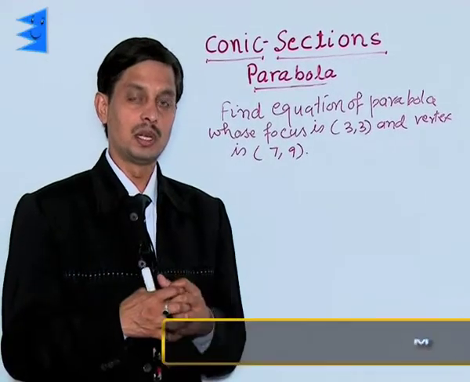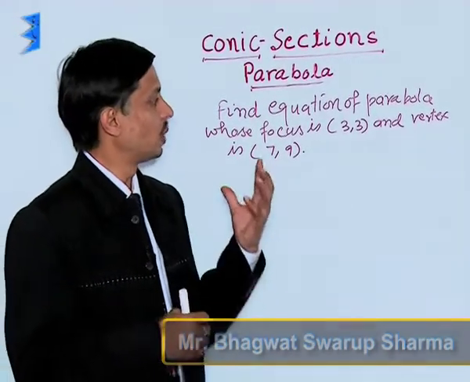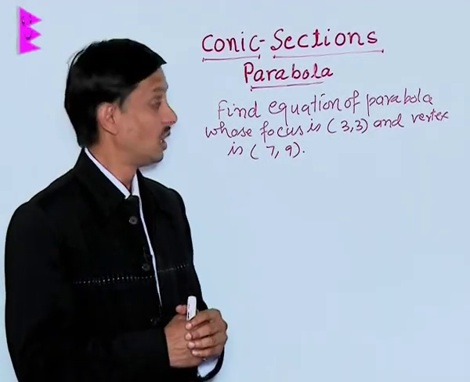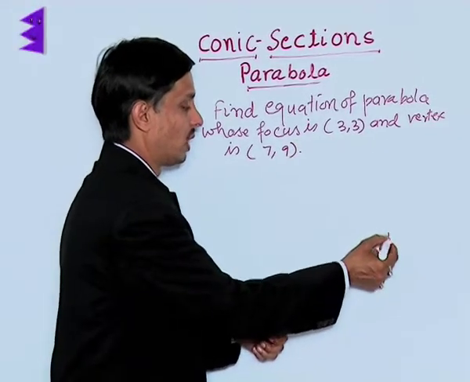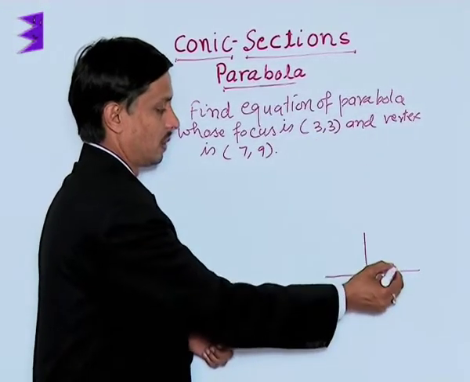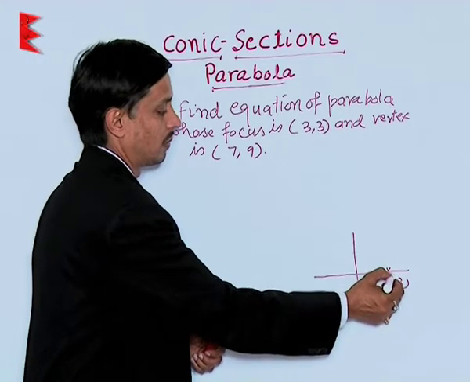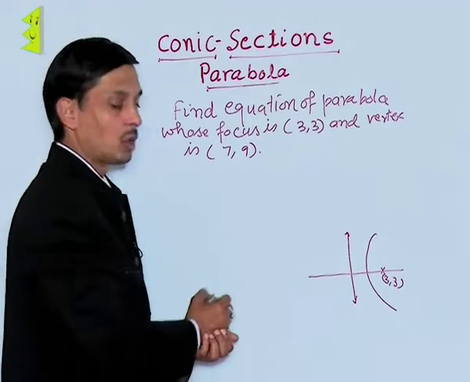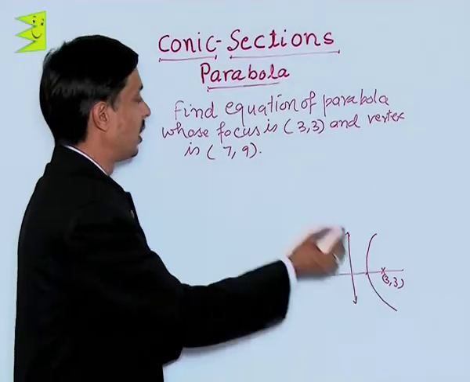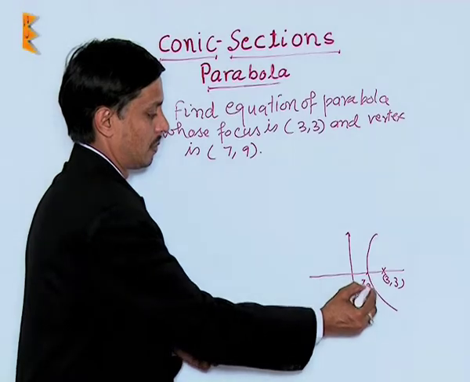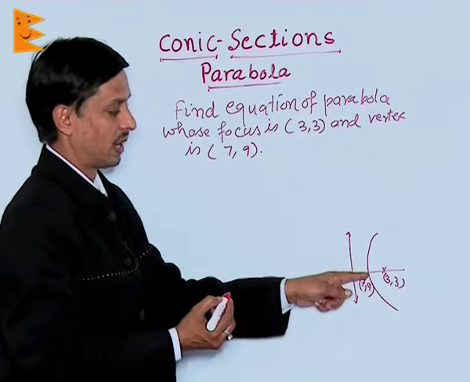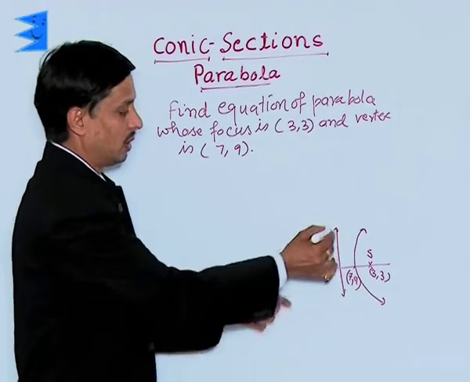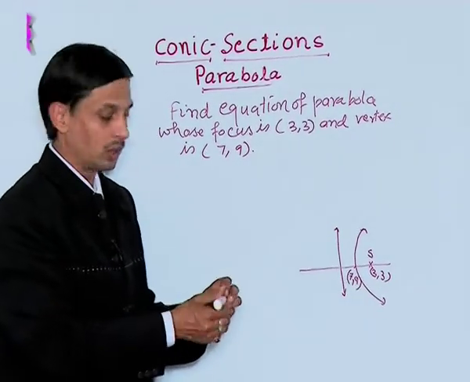Now I am taking a question in a somewhat different situation where the equation of parabola is required if the coordinates of the focus and vertex are given. Focus is given to us as 3 comma 3. Suppose this is 3 comma 3. This is the parabola and this is the directrix of the parabola. Coordinates of the vertex are 7, 9. Coordinates of the focus are 3, 3, and this is the directrix. We want to find the equation of this parabola.